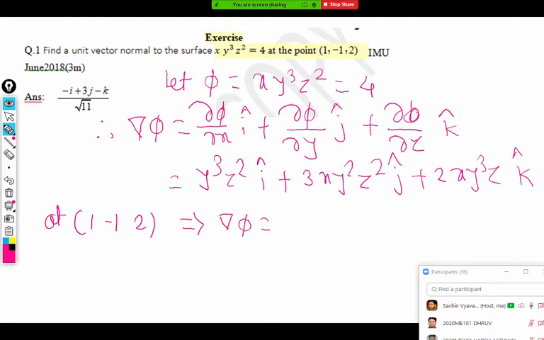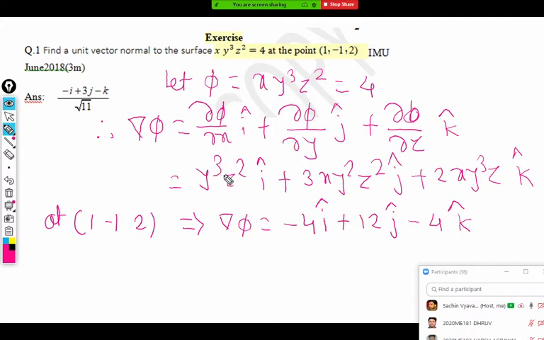So we'll substitute that value in that equation. What will be this value? Is it minus 2 i cap? It will be minus 4, I think. Minus 1 cube and 2 square, correct. Minus 4, my mistake. Minus 4 i cap, then 12 j cap, and lastly minus 4 k cap.